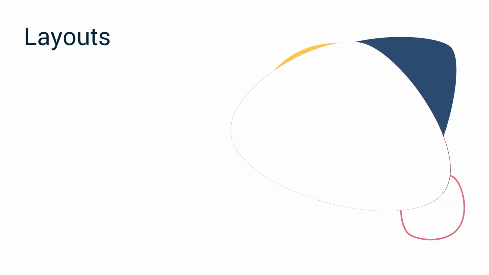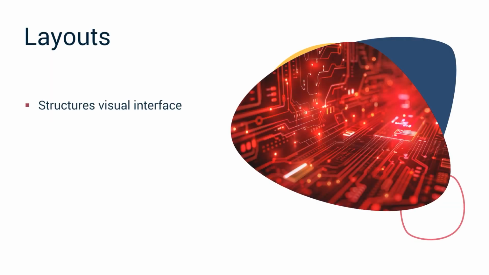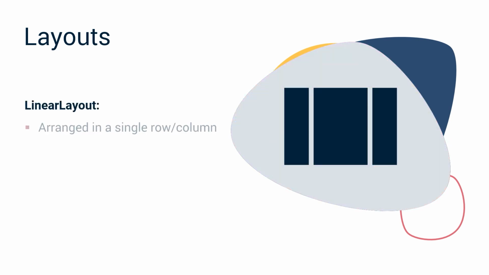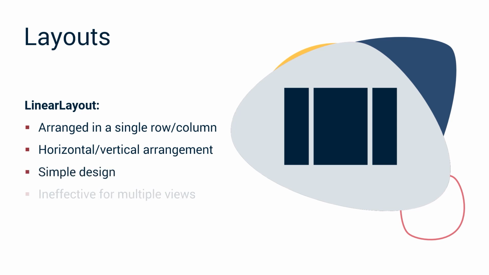Another important concept of UI is layout. It structures the visual interface and arranges UI components on the screen. Let's explore the different types of layouts. The linear layout arranges components in a single row or column, either horizontally or vertically. Although it is simple, it is often ineffective while accommodating many views.